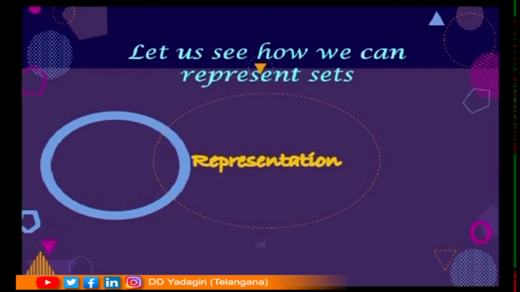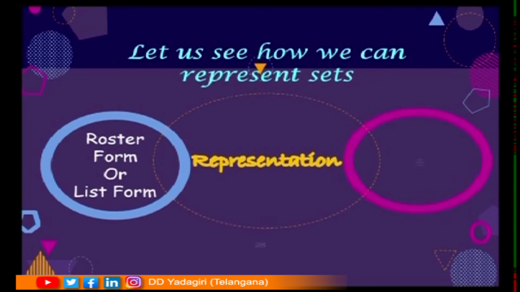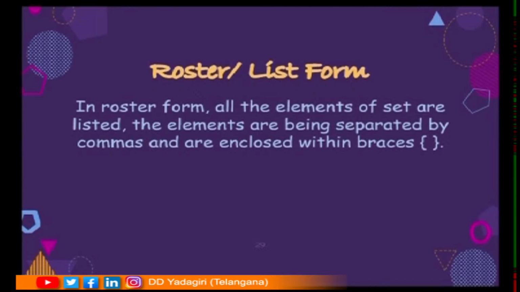A set can be represented in 2 ways, that is roster form or list form and set builder form. There are two ways of representing a set, roster form or list form and set builder form. So, first let us know how to write a set in roster form. In roster form, all the elements of set are listed. The elements are being separated by commas and are enclosed within braces.